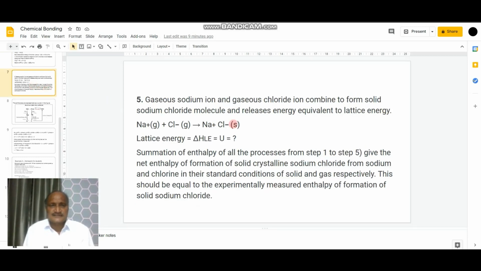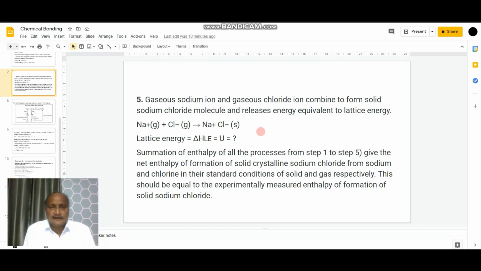Coming to the last step, the gaseous sodium ion and gaseous chloride ion combine to form solid sodium chloride and release energy equivalent to the lattice energy. That is, Na plus in the gaseous state combines with chloride ion in the gaseous state, forming sodium chloride in the solid state. That is, the lattice energy will be given by U.